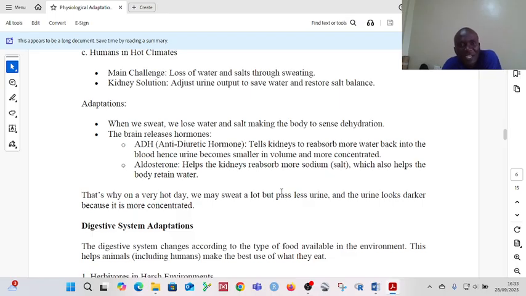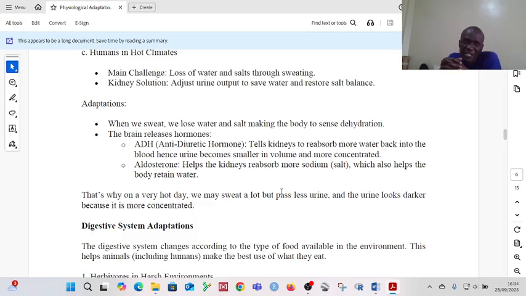The main challenge in any hot environment is loss of water and salt through sweating. Okay? Loss of water and salt through sweating. So, if that's the challenge, that there's a lot of water being lost, there's a lot of salts that are being lost as well through sweating, then the kidney has to come up with a solution. And that solution is adjusting the urine output, not only to save water, but also to restore the salt balance.